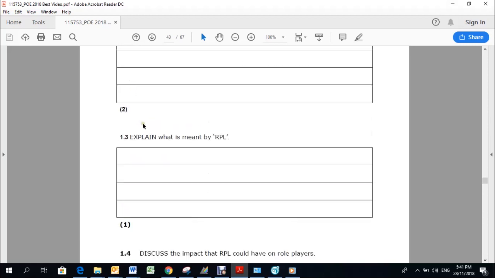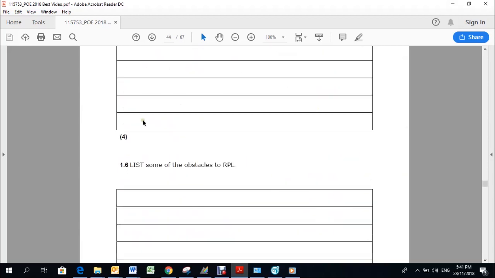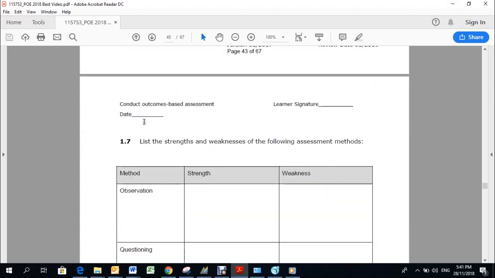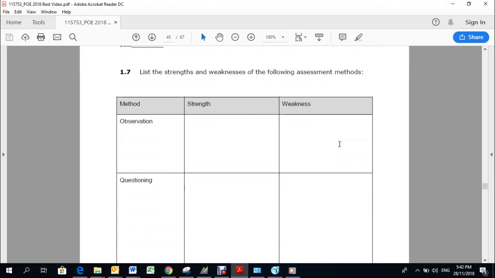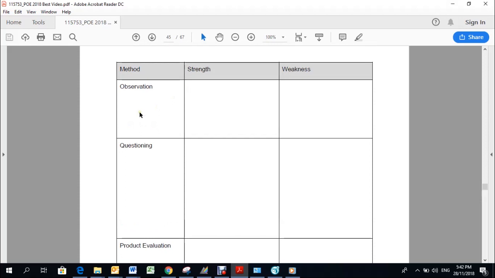Right. List the strengths and weaknesses of the following assessment methods. In the outcomes-based assessments, we've got quite a lot of assessment methods, but we've just picked 3 assessment methods. So you need to explain to us, how does observation contribute positively or negatively to the assessment system? If we use observation as a method to assess someone, what are the strengths and weaknesses of it?